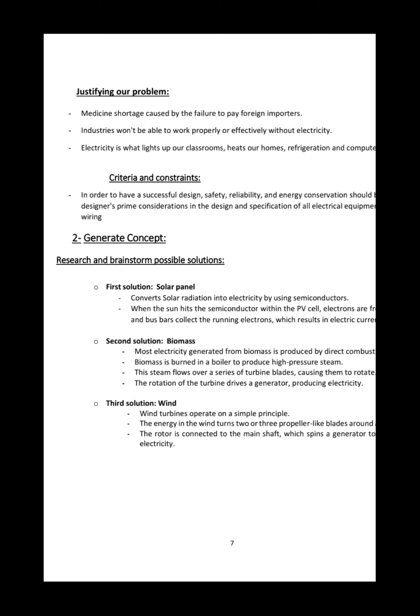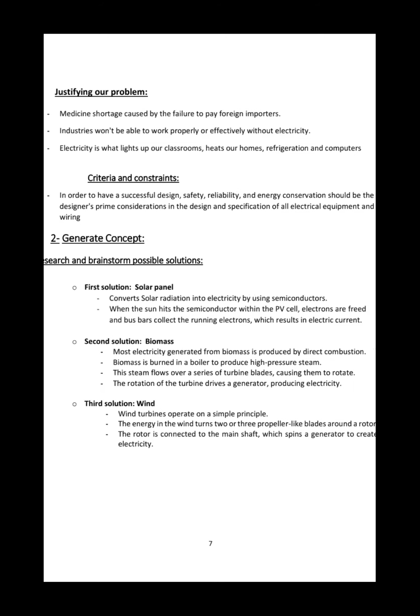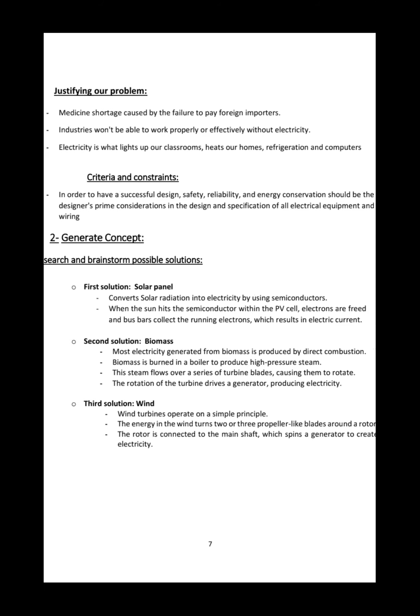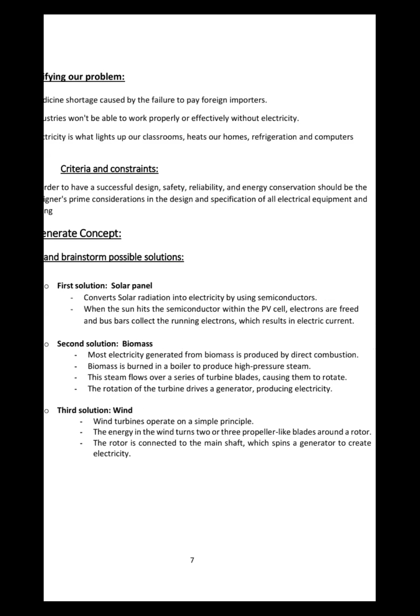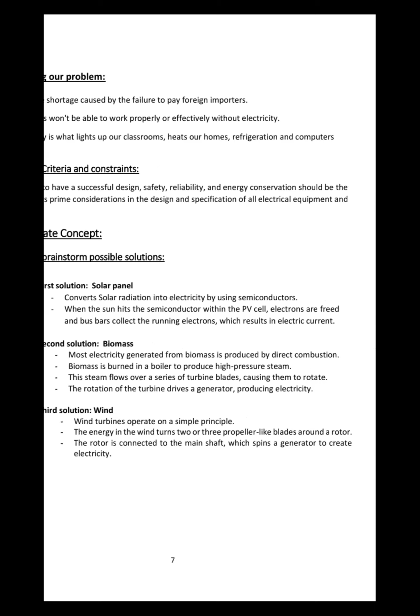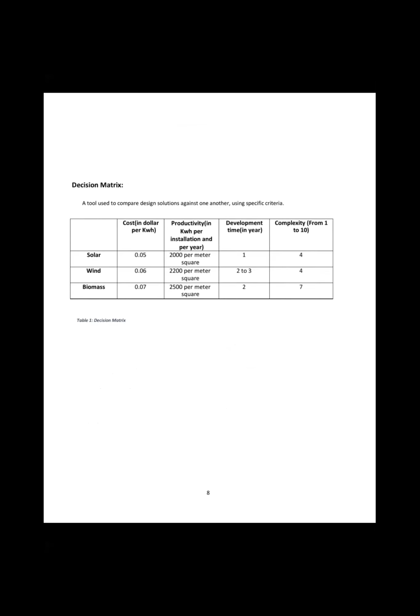Okay, we took biomass and wind. For biomass, this steam flows out of the boiler over a series of turbine blades causing them to rotate. The rotation of the turbine drives a generator producing electricity. A wind turbine operates on a simple principle. The energy in the wind turns 2 or 3 propeller-like blades around a rotor. The rotor is connected to the main shaft, which spins a generator to create electricity.